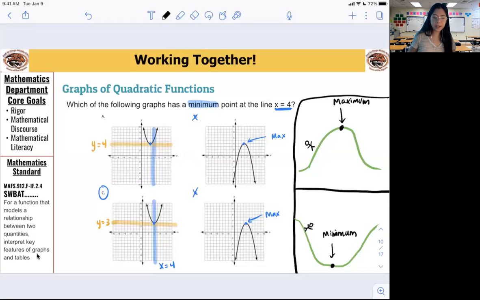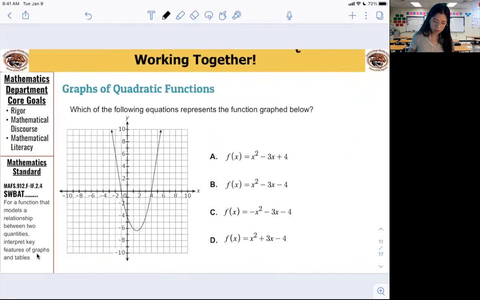Cool. All right. Next up, another graph. Okay, this one's a little bit trickier, so I'm not going to do a poll. I kind of want to do this one all together. So here it is. Which of the following equations represents the function graphed below? Now, take a look at these function equations. What form are they all written in?